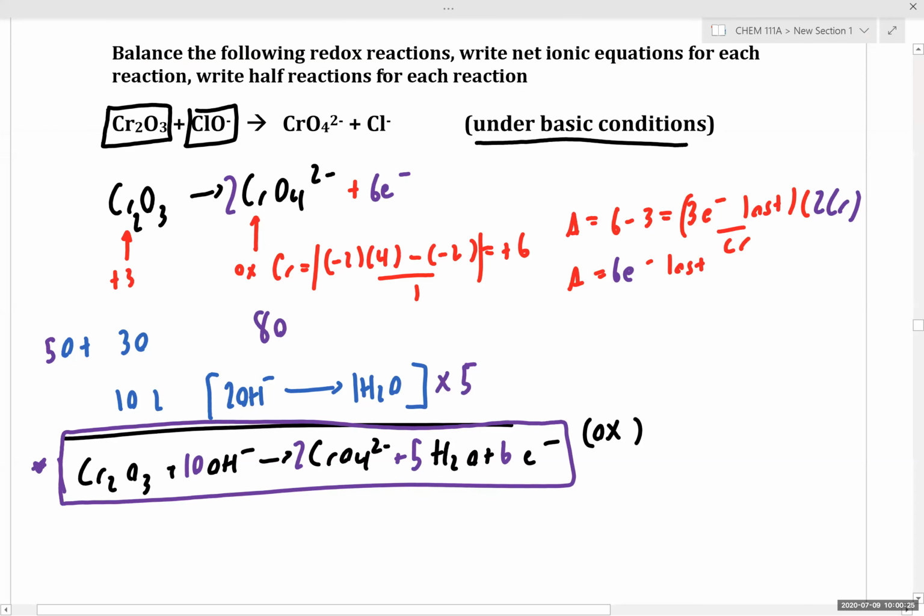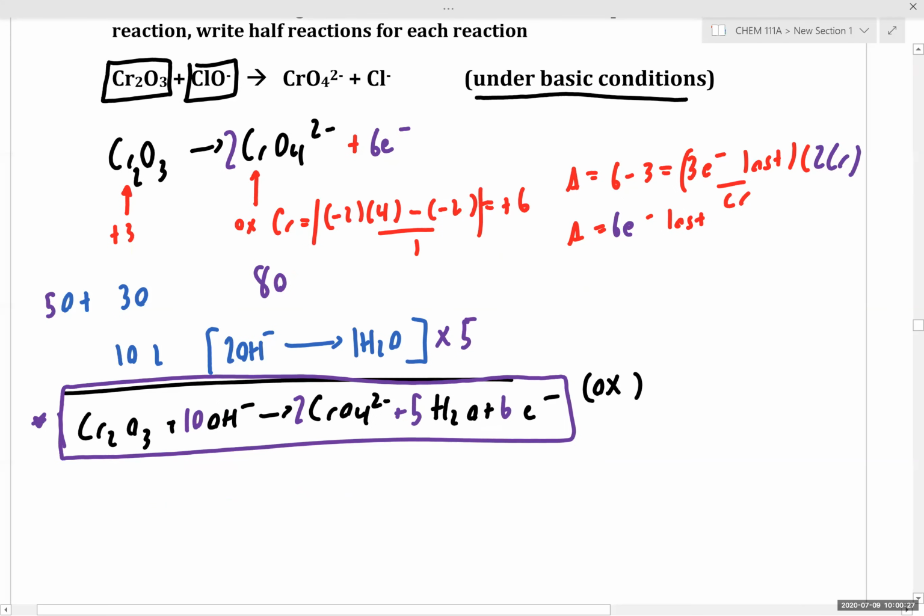Let's now take about 3 to 4 minutes and try to write out a balanced reduction half reaction under basic conditions.